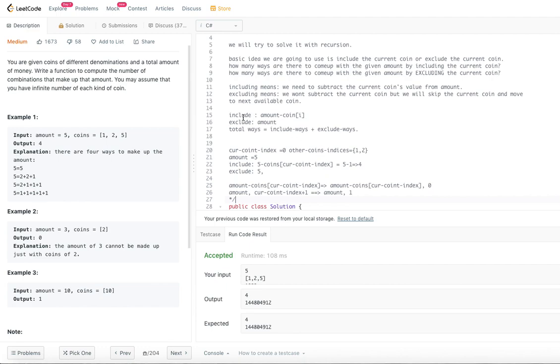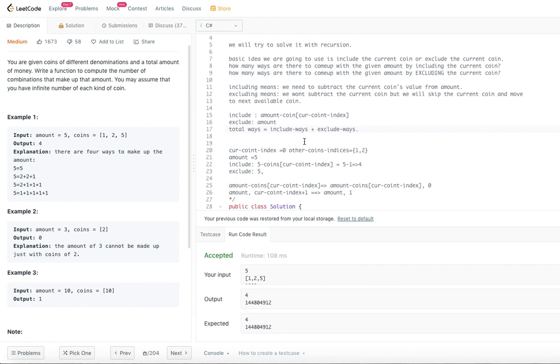So that's what I have written here. Include means amount minus coin of I, the current coin index, let's say it is I, right? So that will be amount minus coin of current coin index, that is including, and excluding is amount. We are going to go through the recursive method, and the total ways will be include ways plus exclude ways. That will be our answer, right? So this will be a recursive implementation.